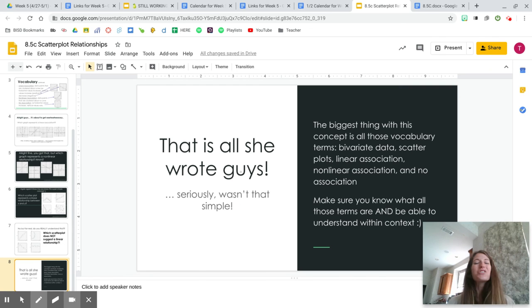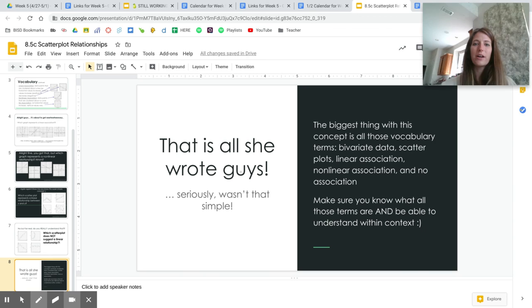That's really it. So the biggest thing with this concept is just knowing your vocabulary terms, not getting confused when you see the word scatter plot or bivariate data, and just know that it's just another way of saying a function table. It's another way of graphing. It's just two different sets of data put together, and we're trying to figure out if they have an association, if they have a relationship with each other. That's it.